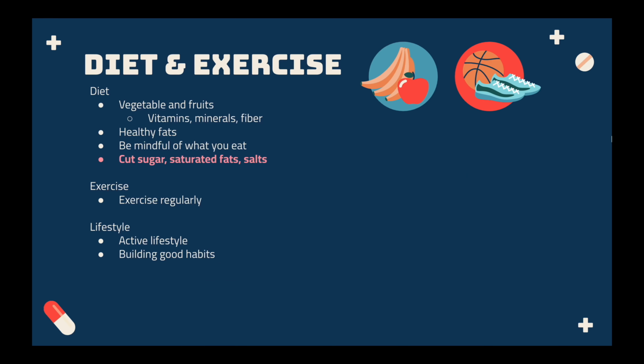Lastly, how can we prevent diabetes? First is our diet. We should incorporate more vegetables and fruits into our diets as they give us vitamins and minerals. You can also find healthy fats in olives, nuts, and fish, which should be eaten instead of saturated and trans fats. Remember to be mindful of your diet and cut down on sugar, saturated fats, and salts, as they can increase our risk for developing this disease.